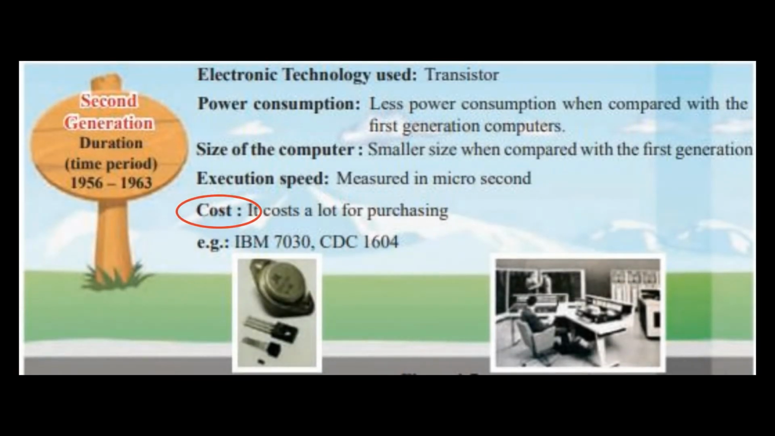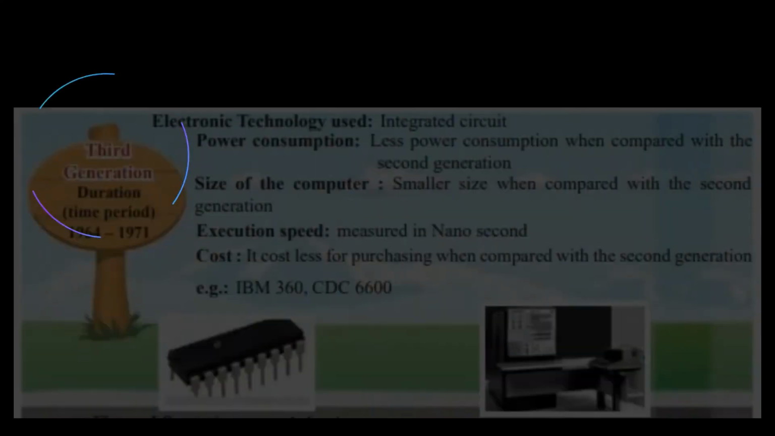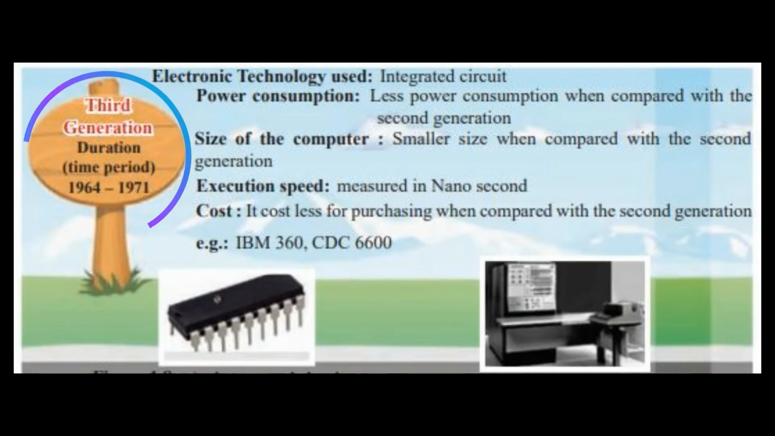And also, the second generation computers cost a lot for purchasing. The next generation is the third generation. Duration time period is 1964 to 1971.